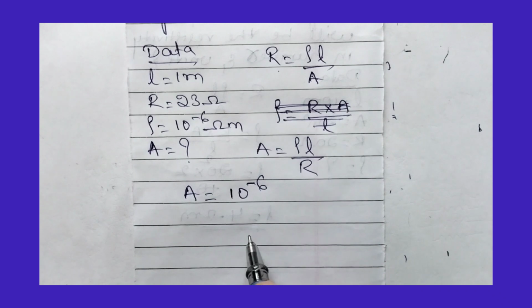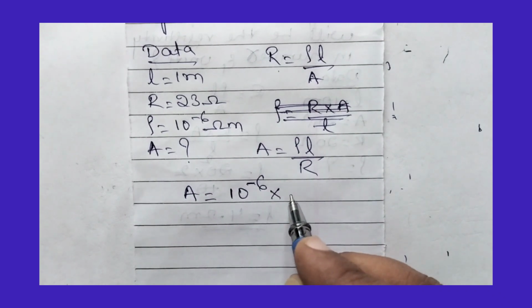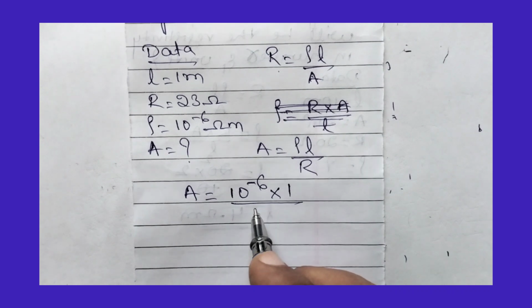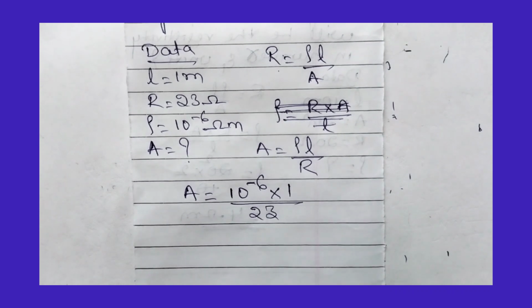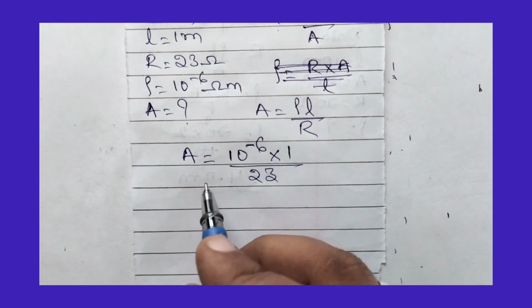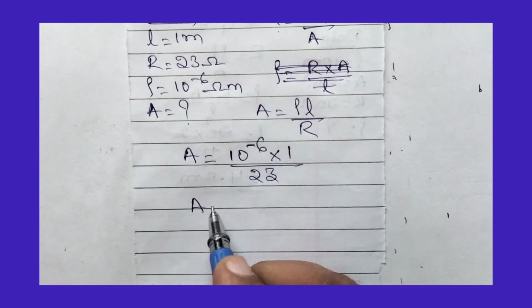10 to the power of minus 6 into what is the length given? 1 meter divided by what is the resistance they are given? They are given the resistance as 23. So now let us calculate this one.